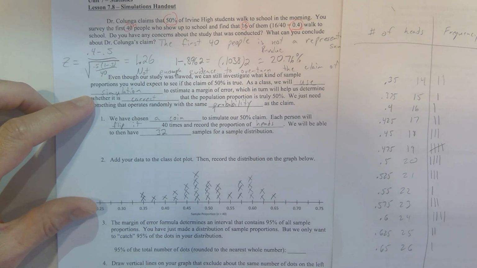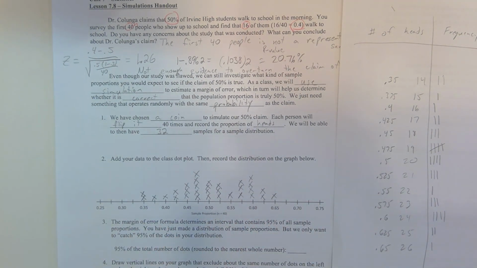Okay. So we're just kind of pretending that each one of these X's represents one of your results, even though I did it all for you. Feel free to flip a coin 40 times. Add an X to this. It'll be fun for you.